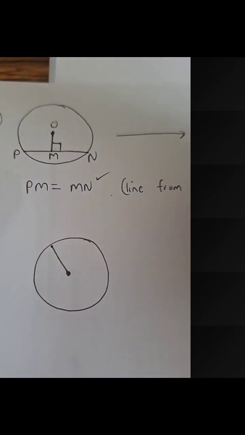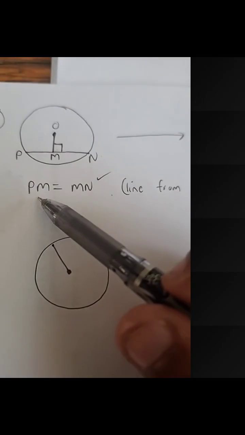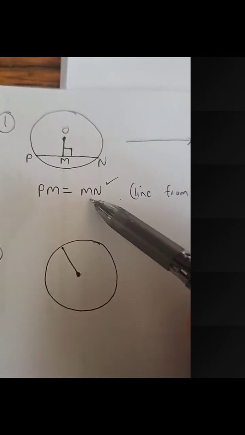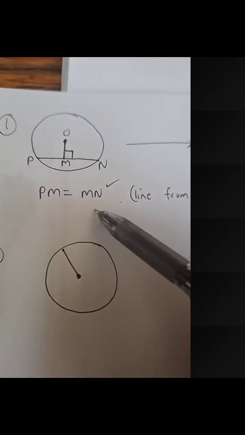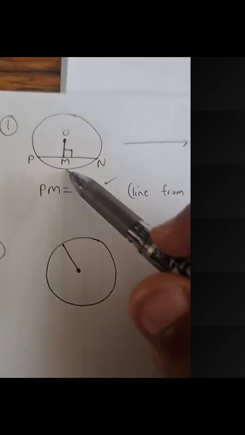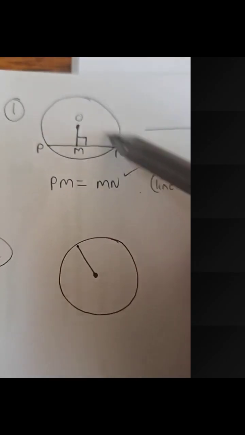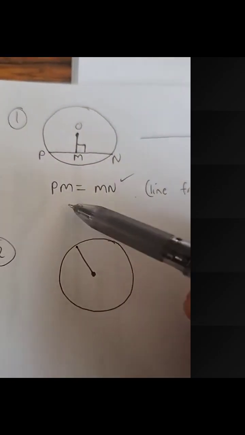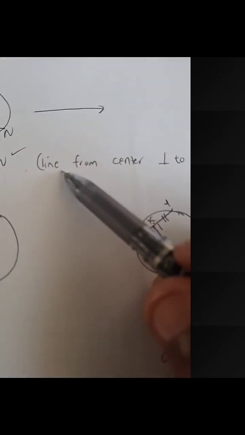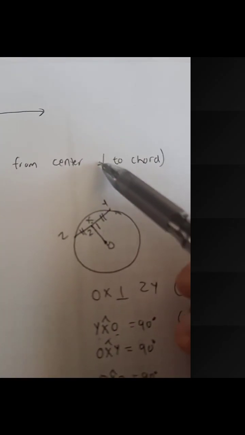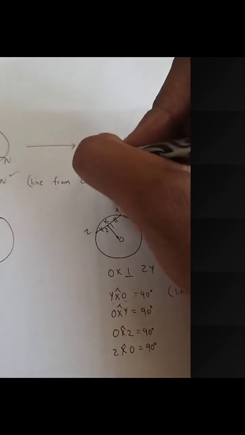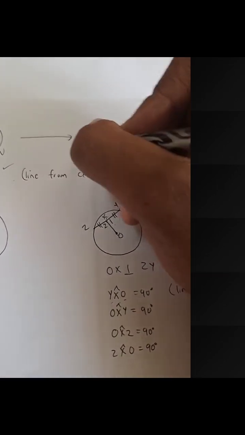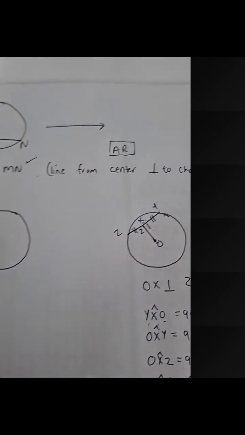Do you see that in your diagram, the bisecting part? So you can state the result, PM is equal to MN. That's what bisecting means. That is the result. What is the reason for saying that? The reason for saying that is in the diagram. The reason for saying PM is equal to MN, which represents the chord bisecting, is line from center perpendicular to chord. This is the acceptable reason that we use as per the document for acceptable reasons.